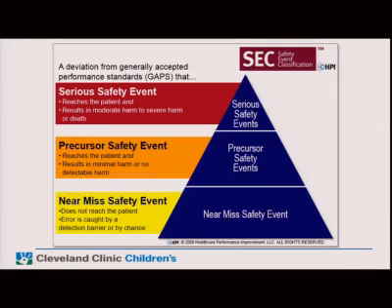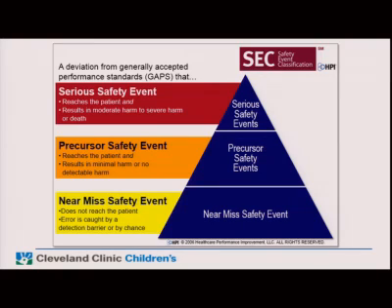And then for every 1,000 near misses or every 100 precursor events, we probably have one serious safety event that happens in our hospitals. And so that's, you blew through that stop sign and you had a serious accident where someone either died or got permanently harmed. So think of that as levels.